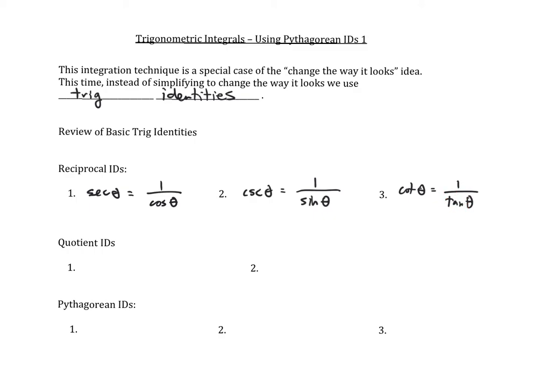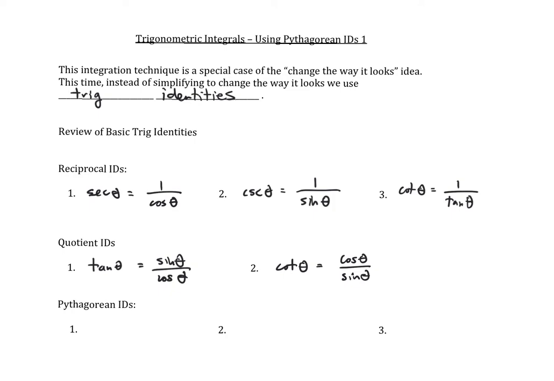Okay. Another type of trig identity that we want to look at is the quotient identity. Now, quotient basically means you have a fraction of two things. So tangent of theta is equal to sine theta divided by cosine of theta. And cotangent of theta is equal to cosine of theta over sine theta.